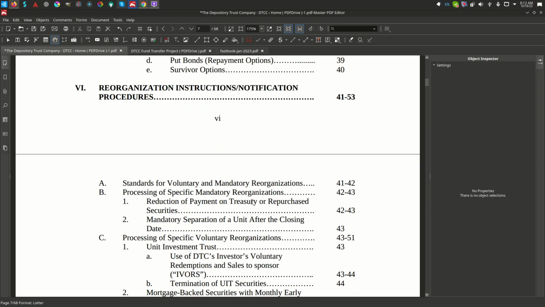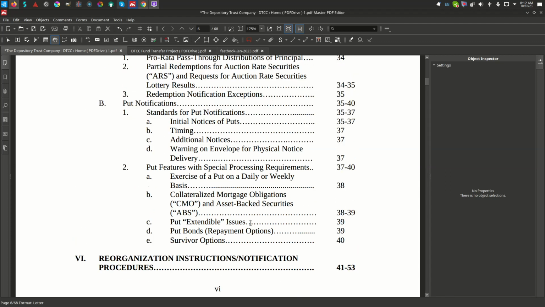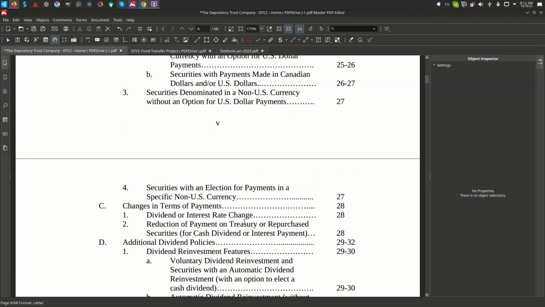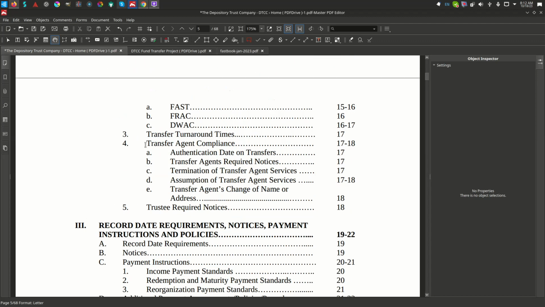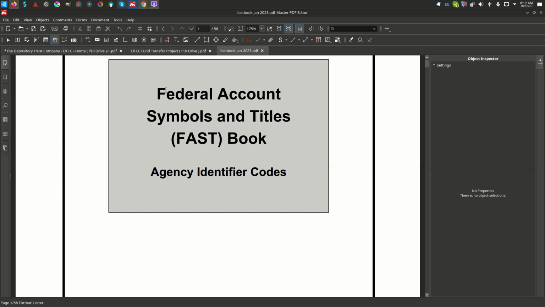And like in Finding Nemo, we just keep swimming, we just keep swimming, because I'm looking for something, a clue, a hint. Wait a minute. Could this be the hint? Fast. What does fast mean, Mr. Bay? Well, fast is the federal account symbols and titles. These are the agency identifier codes.